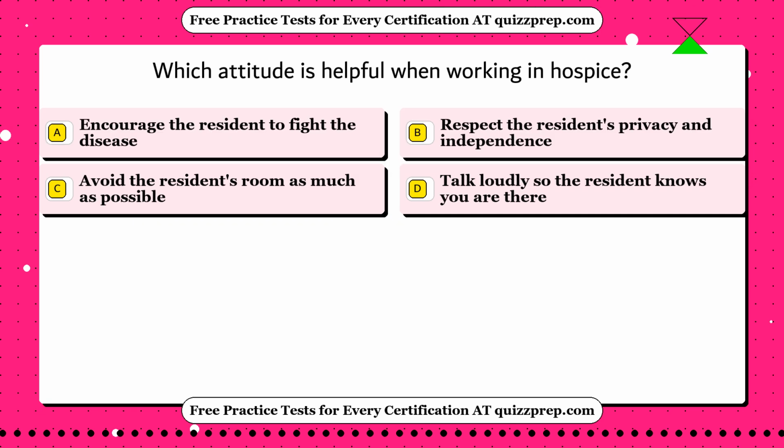Question 39. Which attitude is helpful when working in hospice? Option A, encourage the resident to fight the disease. Option B, respect the resident's privacy and independence. Option C, avoid the resident's room as much as possible. Option D, talk loudly so the resident knows you are there.